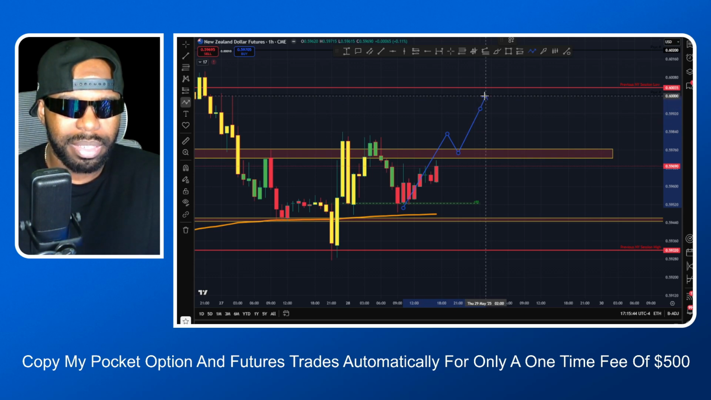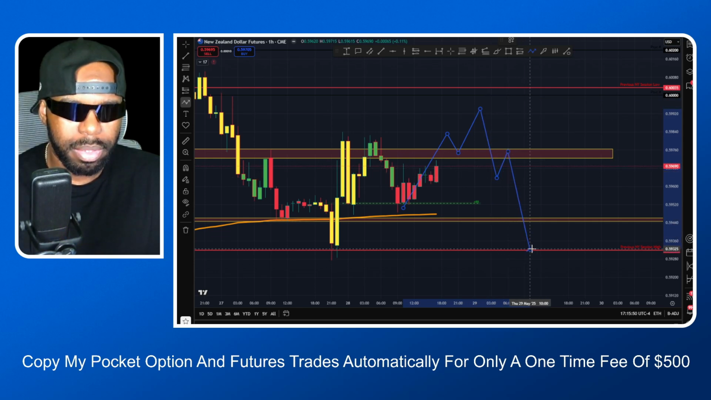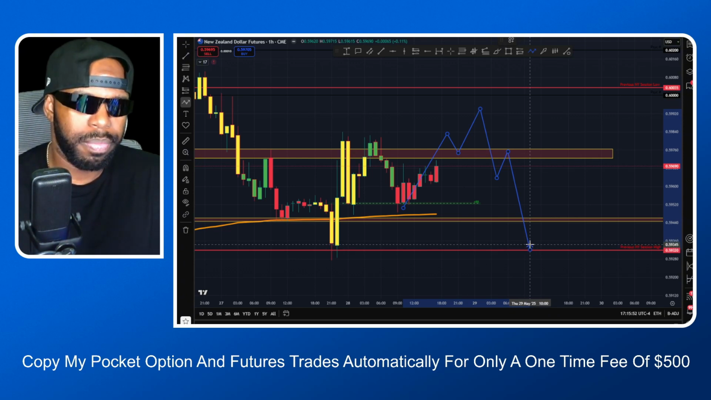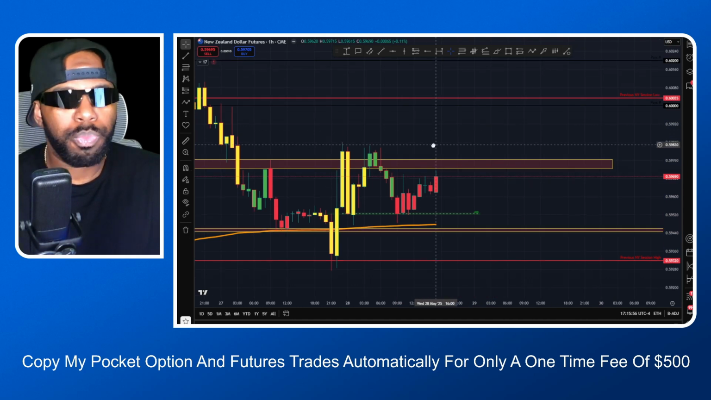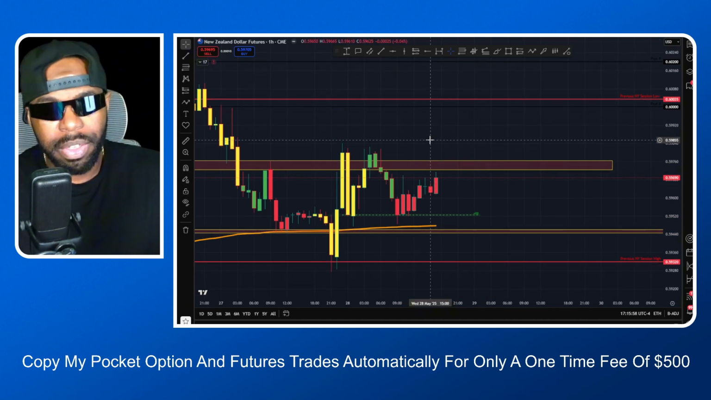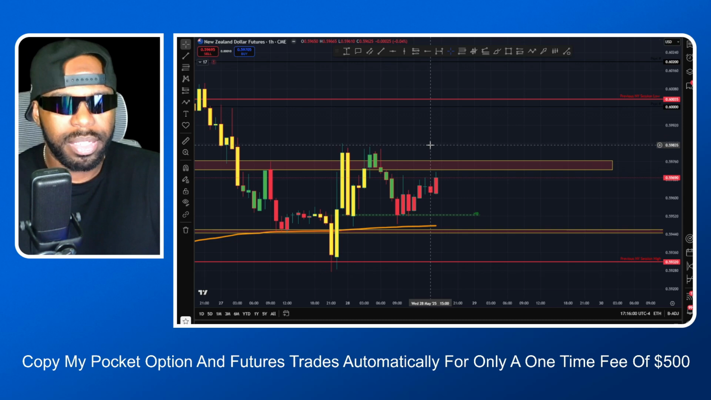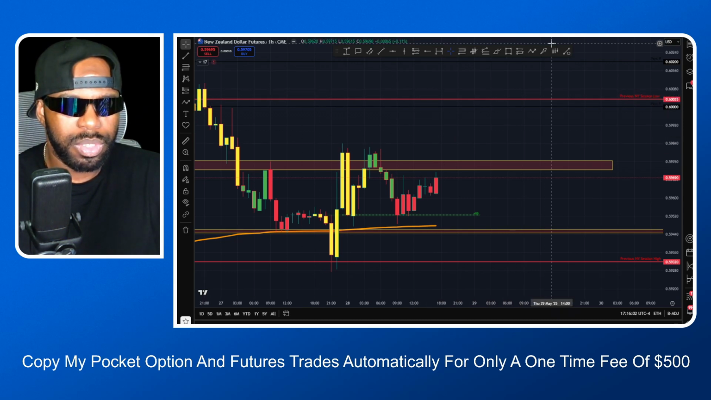Once price pulls back down here and pulls back, then I can take a sell. I can take another sell position there. Okay. Also, you can use previous session highs and low zones here, which you see right here.